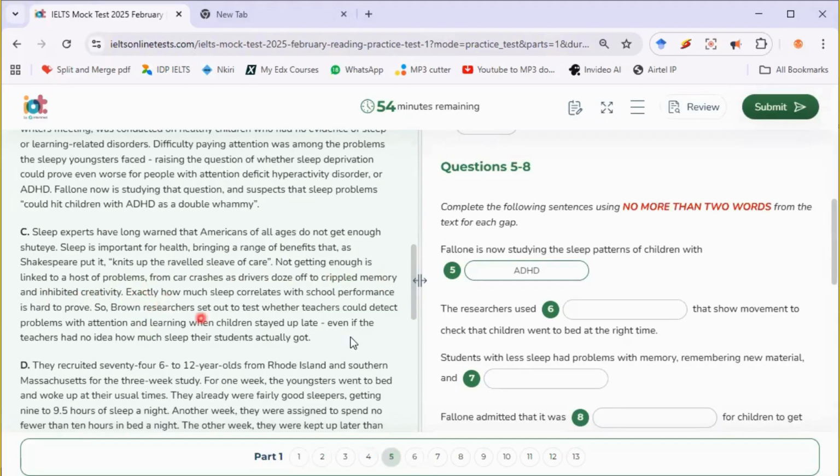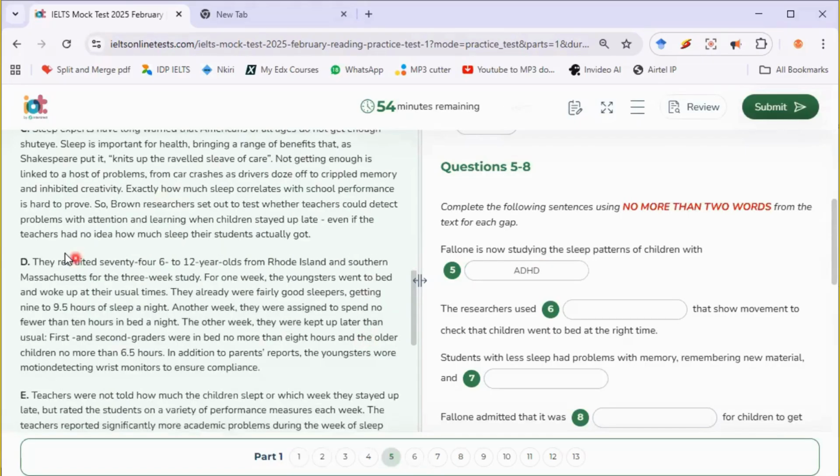Okay, let me go further. Paragraph D. They recruited 74 6 to 12-year-olds from Rhode Island and southern Massachusetts for a 3-week study. For week 1, the youngsters went to bed and woke up at their usual time. They already were fairly good sleepers, getting 9 to 9.5 hours of sleep a night. Another week, they were assigned to spend no fewer than 10 hours in bed a night. The other week, they were kept up later than usual. First and second graders were in bed no more than 8 hours, and the older children no more than 6.5 hours. In addition to parent reports, the youngsters wore motion detecting wrist monitors to ensure compliance.